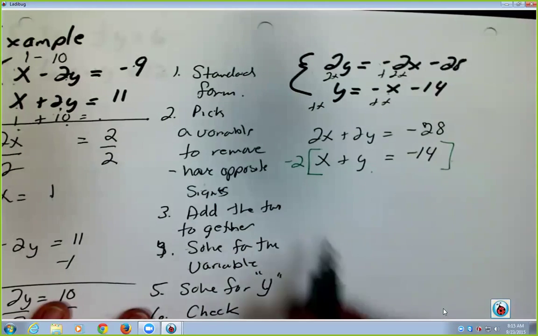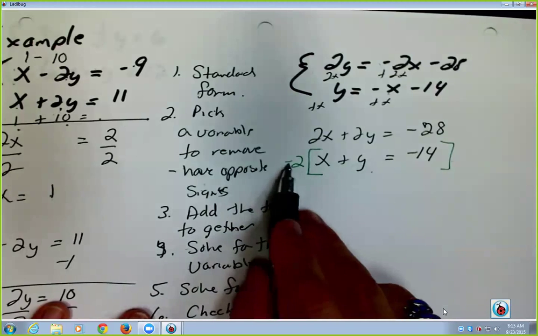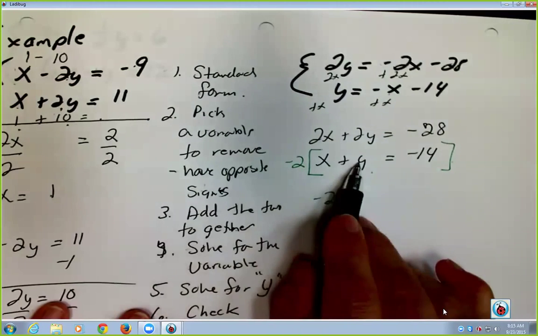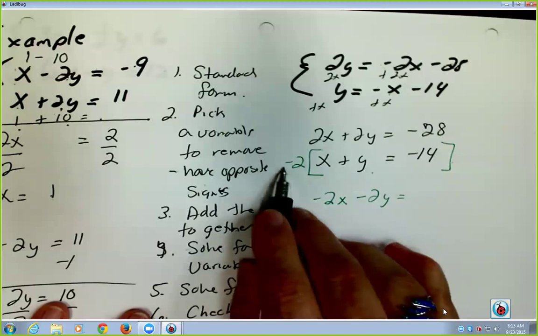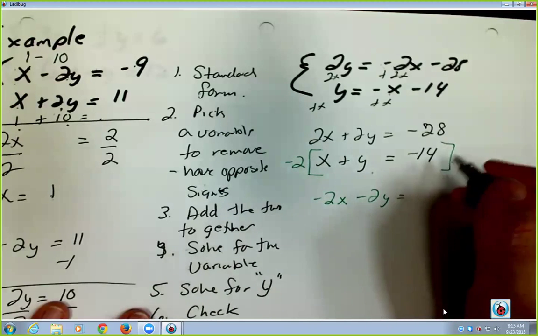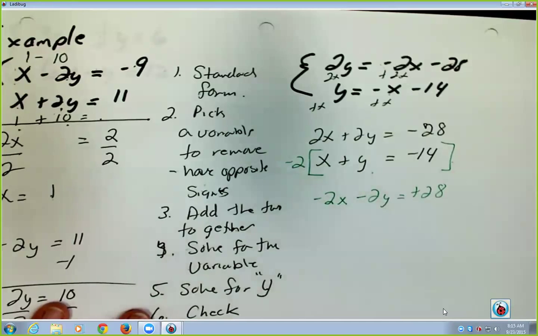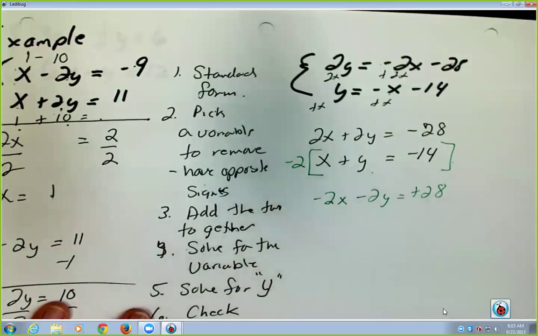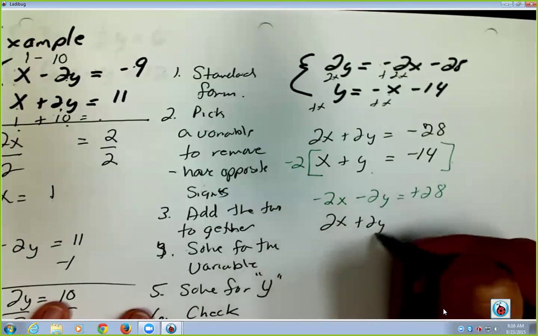So if I multiply every piece in here by a -2, what's going to happen? Well, a -2 times x is a -2x. -2 times y is a -2y. -2 times 14 is a +28. We all agree? Okay. Then I'm going to bring the other one that I worked with from up above. It's going to be the same one. I'm not going to change it in any way.